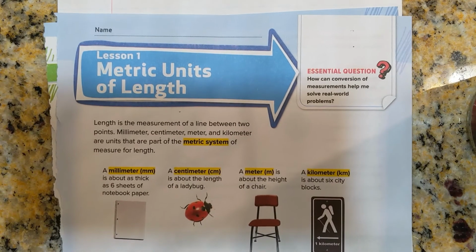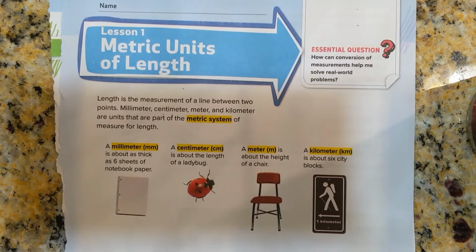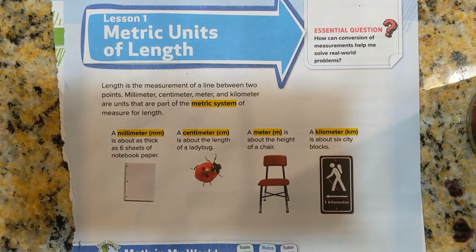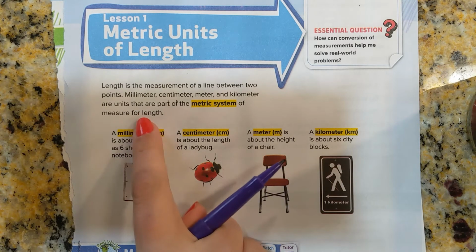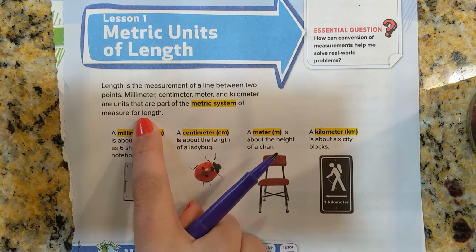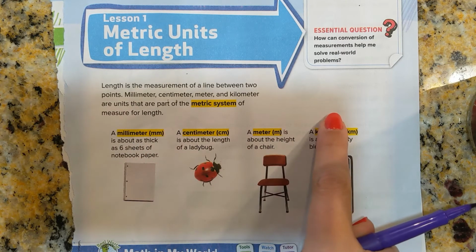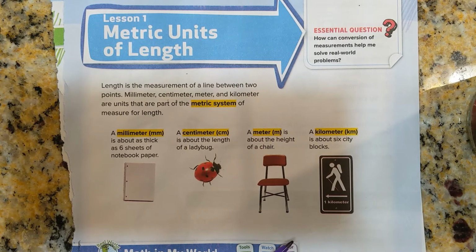All right, metric units of length, okay? And as I already talked about, here's our 4 that we really are going to see a lot. Length is the measurement of a line between 2 points, point A to point B. From here to here, how long is it? Millimeters, centimeters, meter, and kilometer are units that are part of the metric system and measure for length.